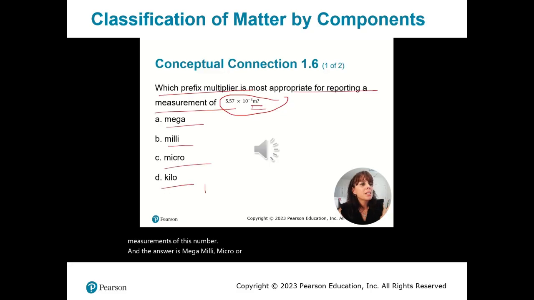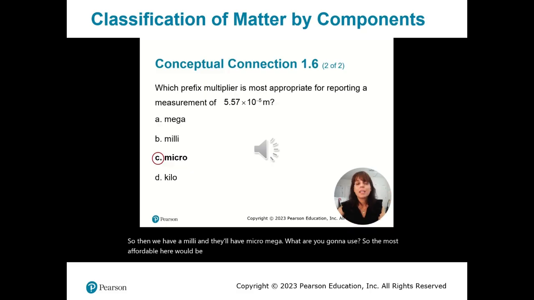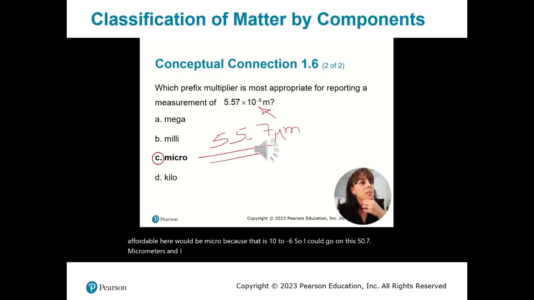So kilo is only 10 to the third. Then we have milli, and then micro, mega. What are you going to use? The most suitable here would be micro, because that is 10 to the minus 6. So I could write this as 55.7 micrometers, and I know that is equal to this. That is the most useful because this is positive, this is only negative 3, right?